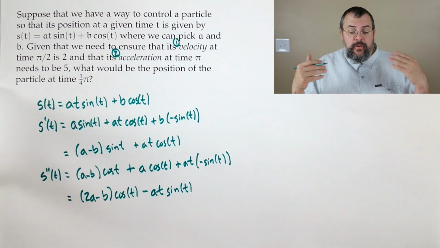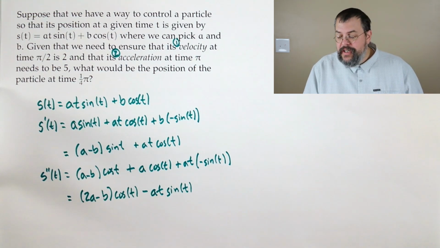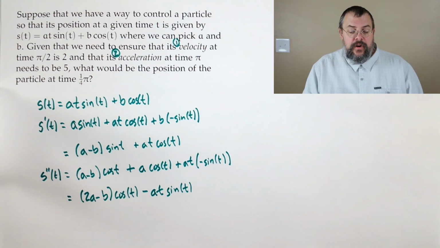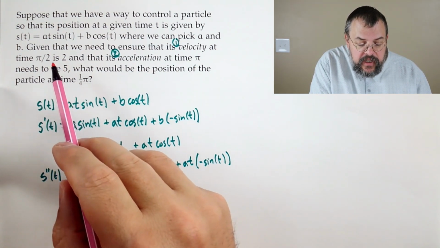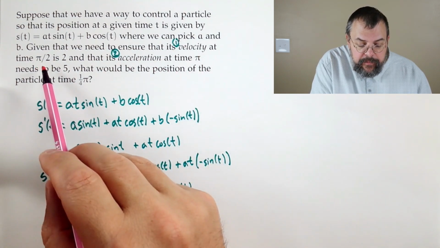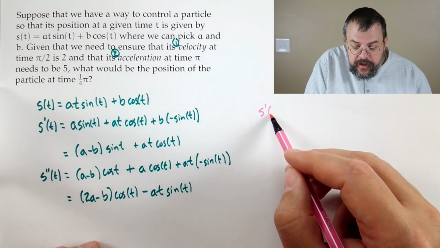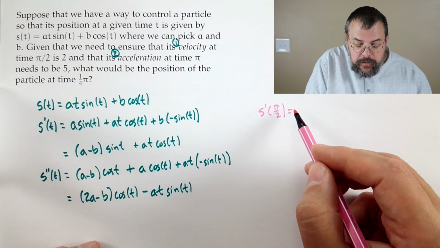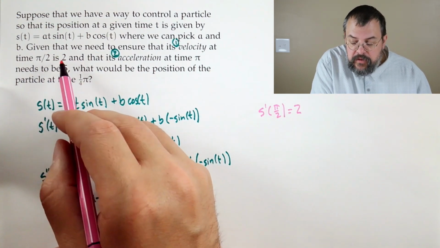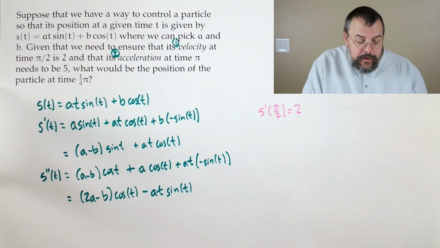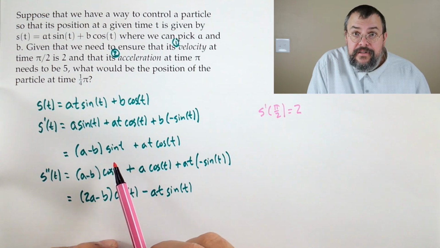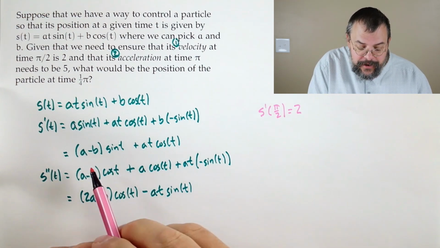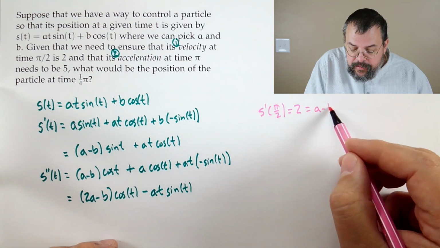All right, so we found the velocity, we found the acceleration. Now we can start figuring out what a and b need to be. So we're told that at time pi halves, the velocity is 2. See, velocity at time pi halves, so s prime of pi halves needs to equal 2. Okay, so plug in pi halves. Now, what's true about sine of pi halves? Sine of pi halves is 1. So we're going to get a minus b.